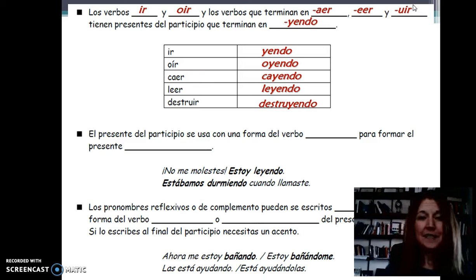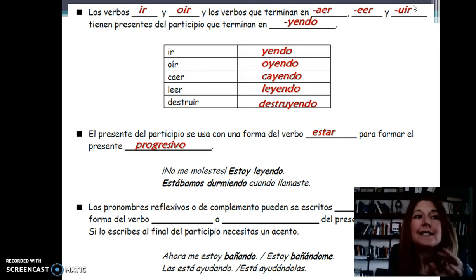Next, el presente del participio se usa con una forma del verbo estar para formar el presente progresivo. So in order to form that tense, it is a tense, the present progressive, we have to use a second verb. And this makes it a compound tense. You need two verbs in order for this to make sense. So let's see what that looks like. No me molestes. Estoy leyendo. It's like, don't bother me, I'm reading right now. It's what I'm doing at this moment.